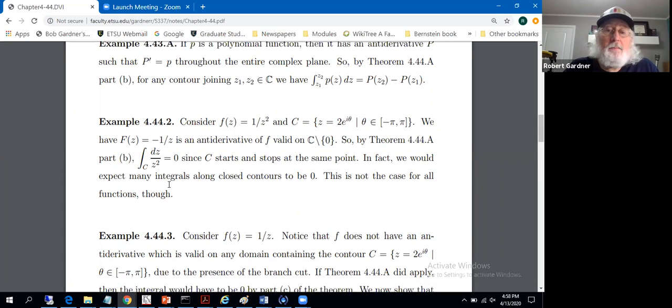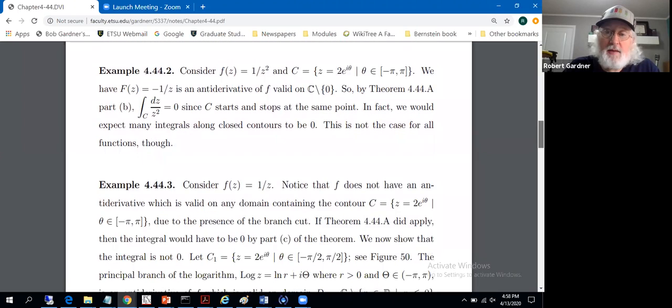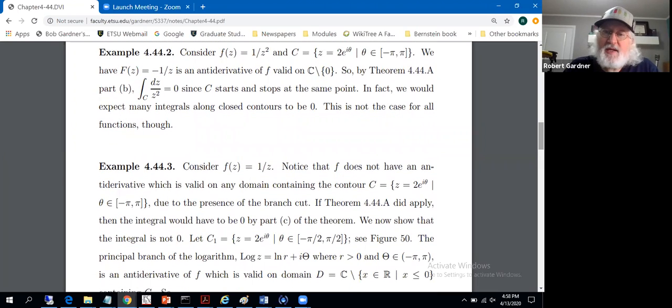We may expect many integrals along closed contours to be 0. Yeah, if we deal with nice functions, these integrals around closed contours are going to be 0. So that means we need to talk about not so nice functions. Here comes logarithms and potentially square roots because they're based on logarithms, and cube roots and so forth. Example 4.44.3 has you considering 1 over z. All right. Well, 1 over z is going to lead to some dynamic behavior, some not so nice behavior.